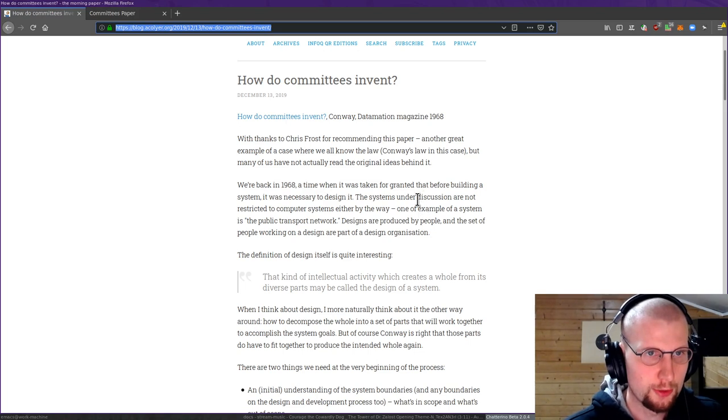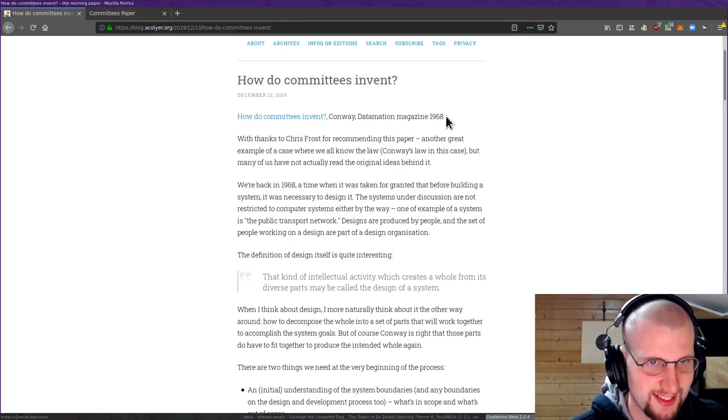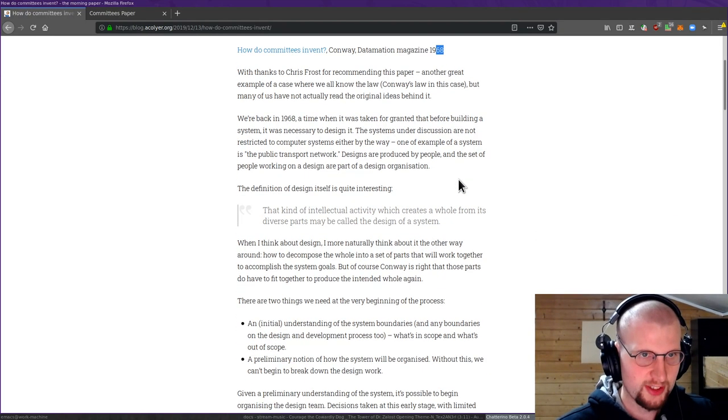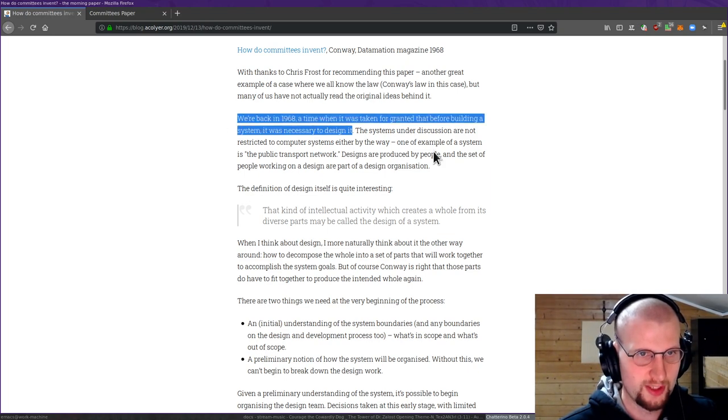Okay, cool. So how do committees invent? Conway's Database Magazine, 1968. This is a paper from 1968. How about that? With thanks to Chris Frost for recommending this paper. Another great example of a case where a well-known law, Conway's Law in this case, but many of us have not actually read the original ideas behind it. We're back in 1968, a time when it was taken for granted that before building a system, it was necessary to design it. So like, you know, waterfall way of thinking, I guess.